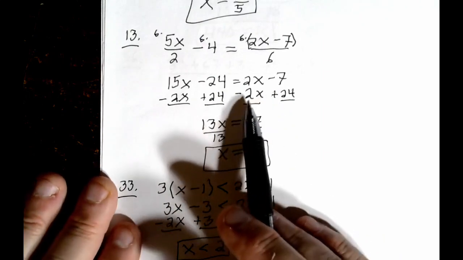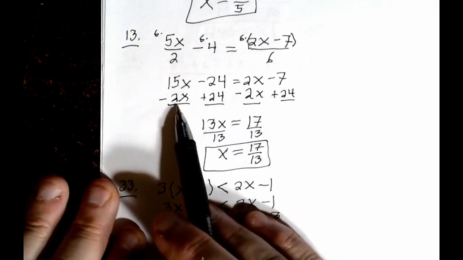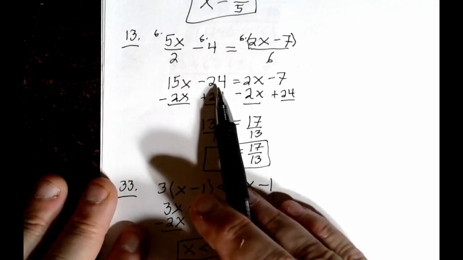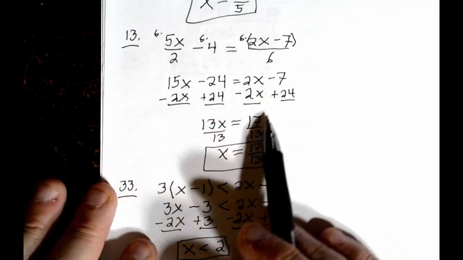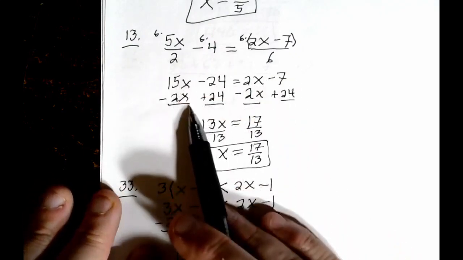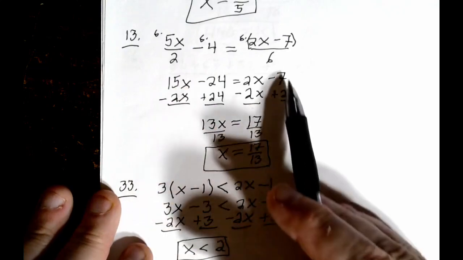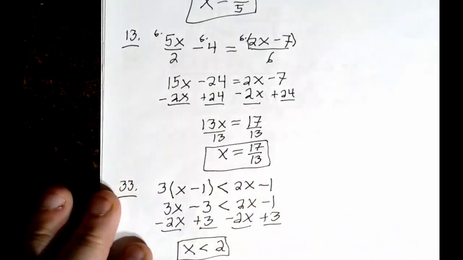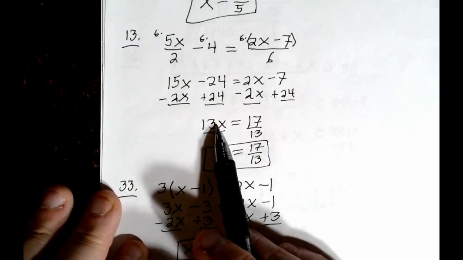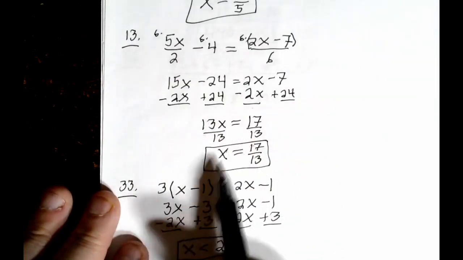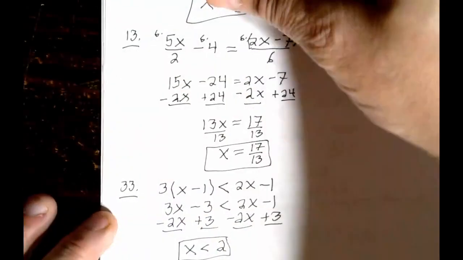Now here I want to move my x's to the left by subtracting 2x, constants to the right by adding 24. That leaves me with 13x and positive 17. Get rid of the times 13 by dividing by 13, and you get your answer.